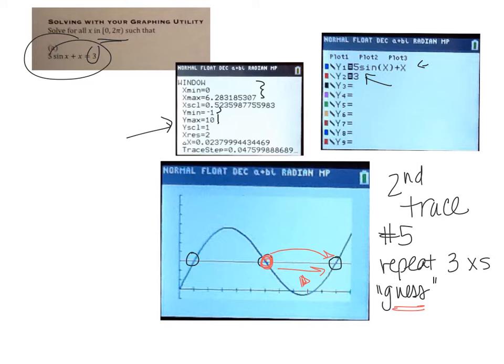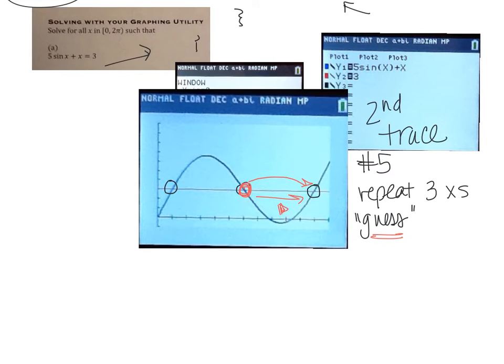So just to make sure that you're using your calculator correctly, you want to make sure that you are in radians. So your first point of intersection, well, one of them is 3.177.